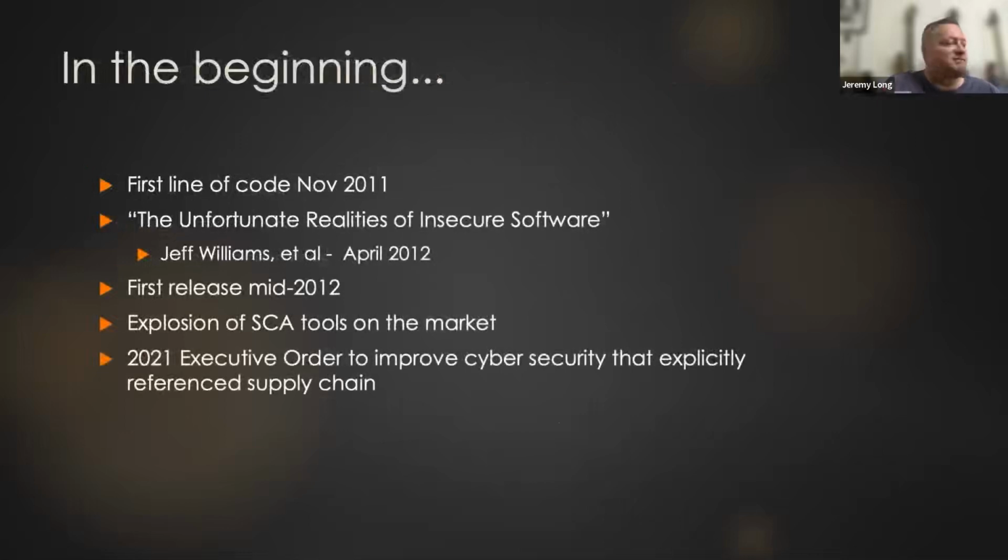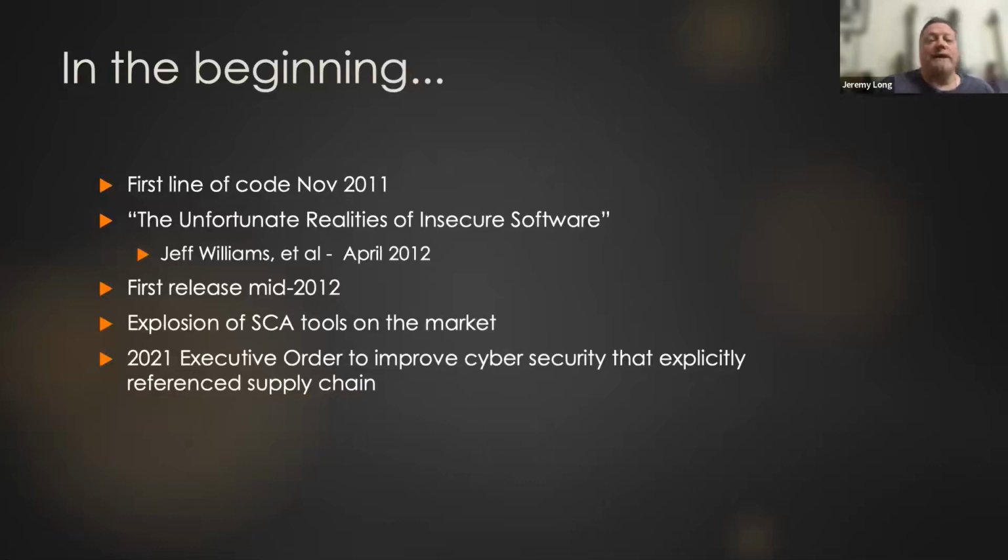But to go back and talk about the history, the first line of code of Dependency Check was written in about November 2011. So a little over 10 years ago. I can't believe I've been maintaining this thing for that long.